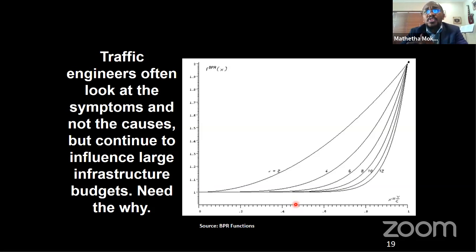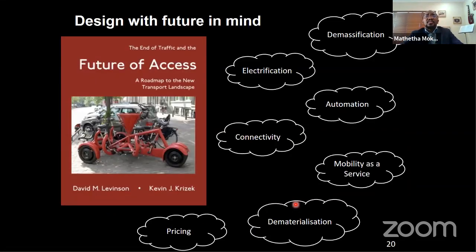So we need to do that a lot more. And designing with the future in mind, we definitely have to do that. In this book, The Future of Access, the concepts like electrification, demassification, automation, and so forth need to find their way into our designs. If you have a design right now, what questions are you asking about connectivity?